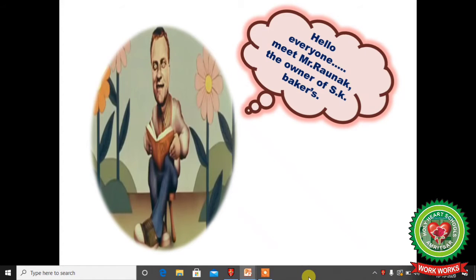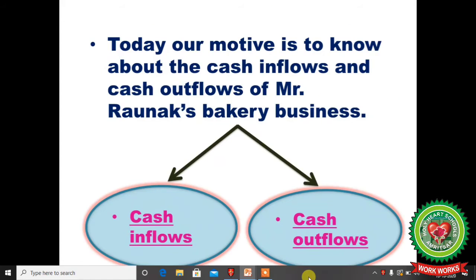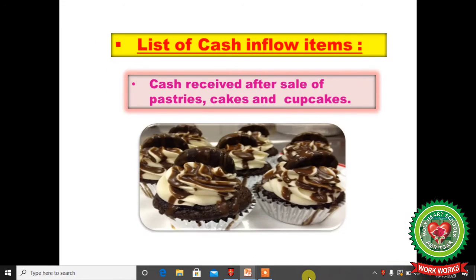Now, see one situation. Hello everyone, meet Mr. Ronak, the owner of SK Bakers. Today our motive is to know about the cash inflows and cash outflows of Mr. Ronak's bakery business. So here it is categorized into two parts: cash inflows and cash outflows.